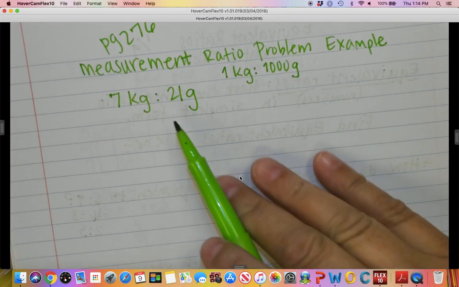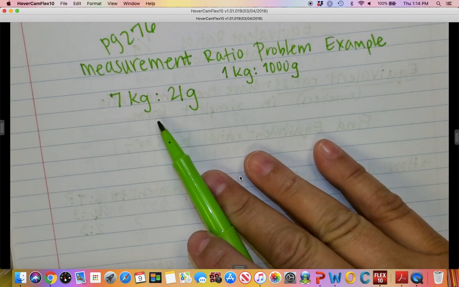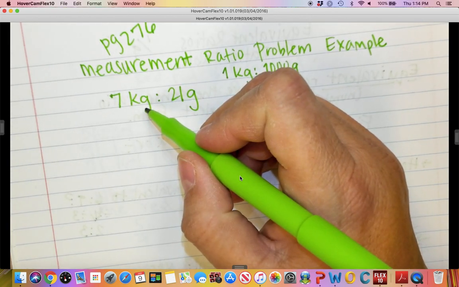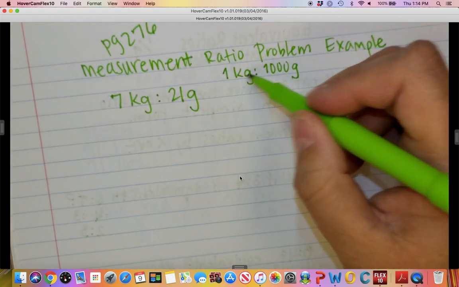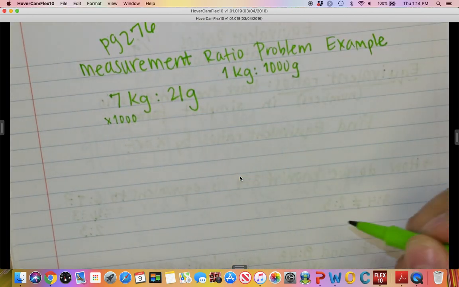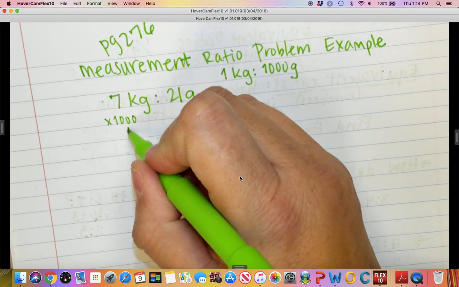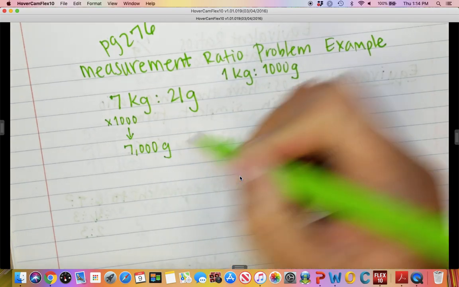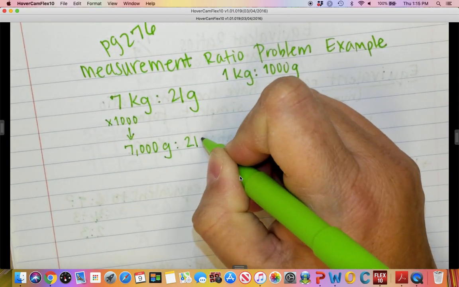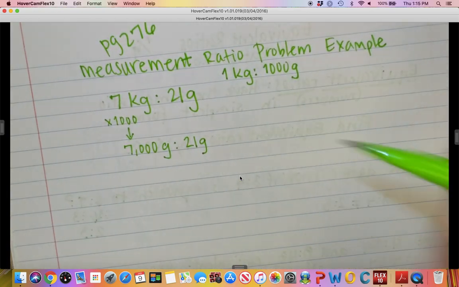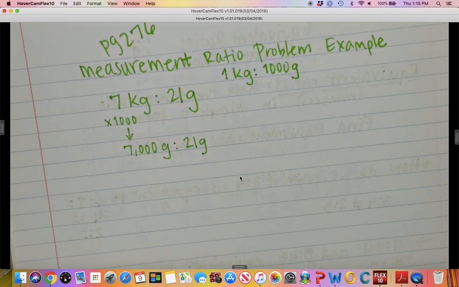Well, I've got to make them both grams. That would be the easiest way to solve this problem. So I'm going to turn 7 kilograms into grams by multiplying it by 1,000. And that takes 7 kilograms and turns it into 7,000 grams to 21 grams. So now they're both in gram form and I can continue with my simplification.